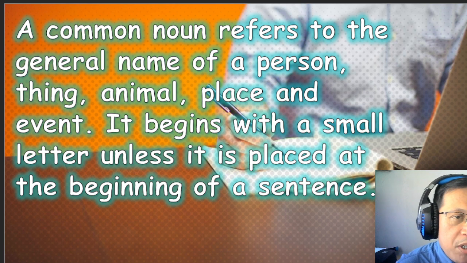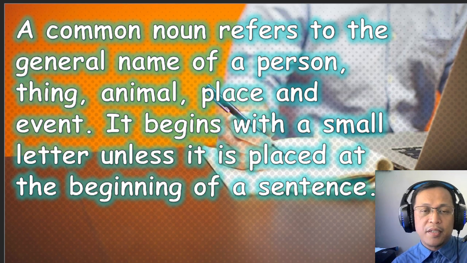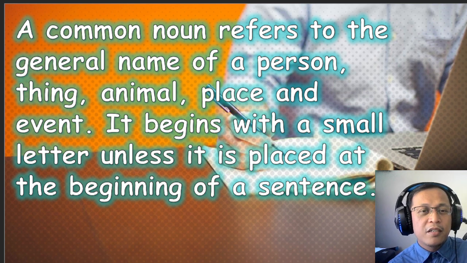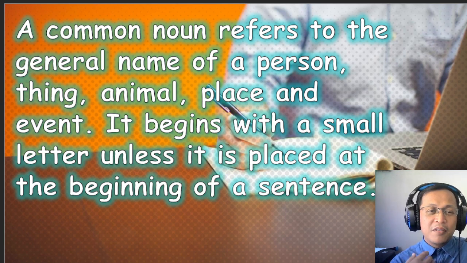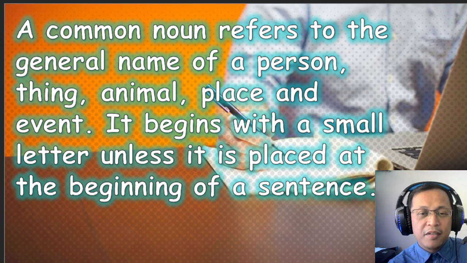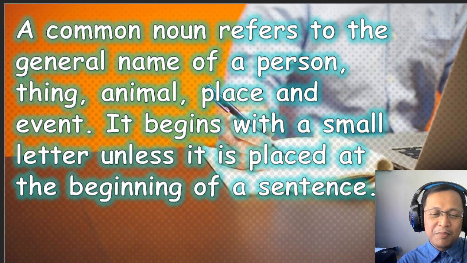Now, proper nouns are used if we are sure of the names that we are using. If we are talking about the specific person, the specific thing, the specific animal, place, and event, then we use a proper noun. And unlike the common noun, the proper noun is always written with a capital letter, or the first letter of the word is a big letter, or capitalized. Now, to make it more understandable, we have another example.